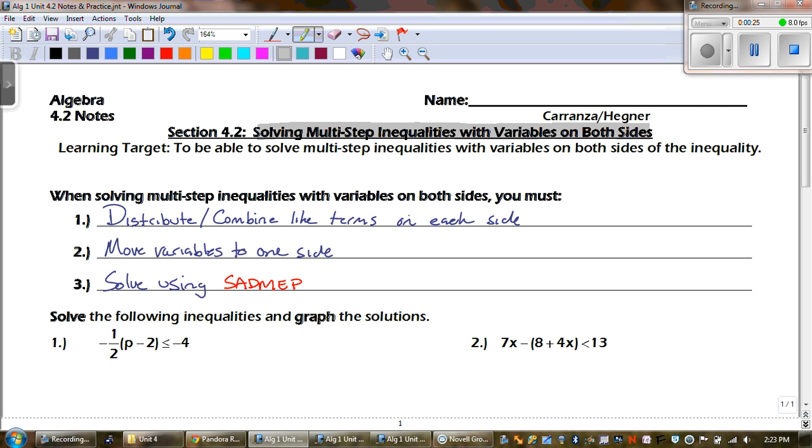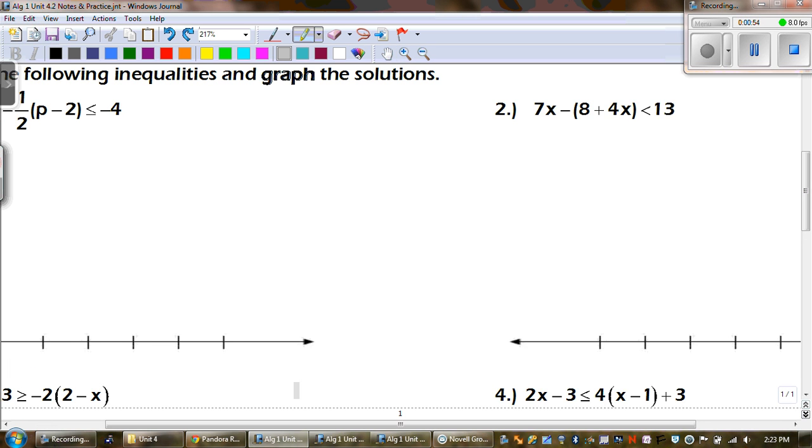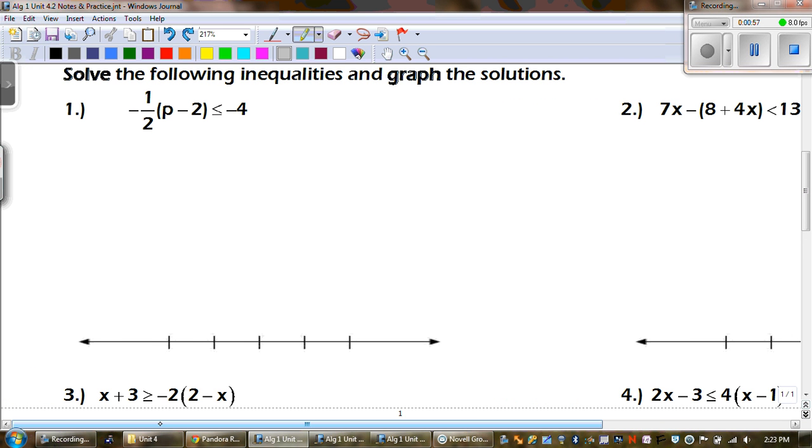Well, with multiple step inequalities, the first thing you always want to do is distribute or combine like terms on each side. Okay, so that's the first thing. Now, move your variable to one side, and then once you're done, you solve using SADMAP, the reverse order of operations. And once you're done with all that, then we graph the inequality. Solve the following inequalities and graph the solution.